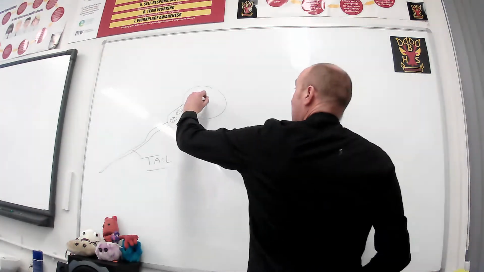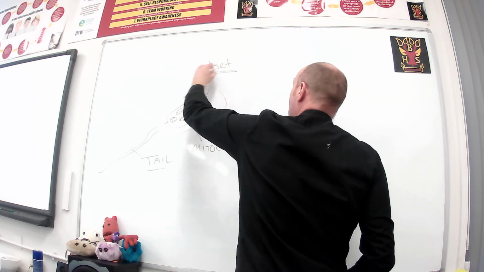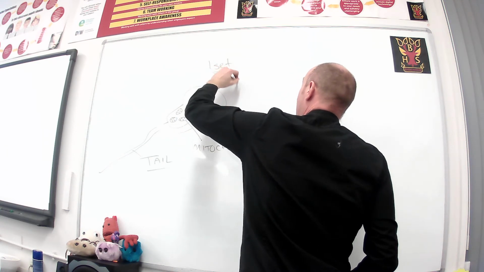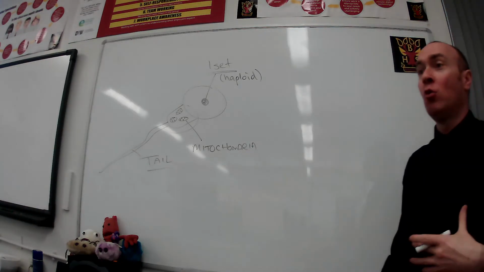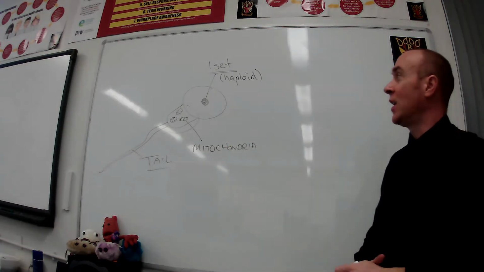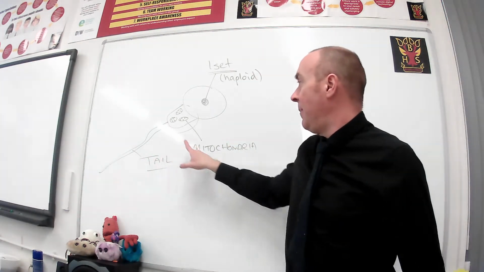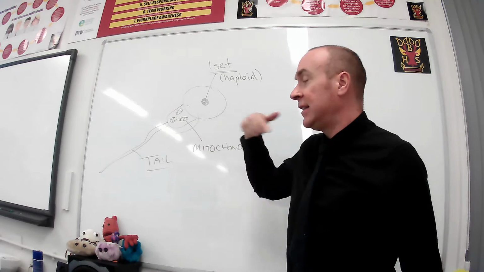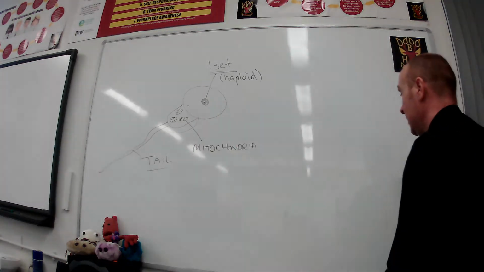Remember, of course, that we only have one set of chromosomes in a sperm cell, because its whole job is to go and join with another sex cell. So it doesn't make sense for it to have two sets of chromosomes. So a sperm cell has a tail to allow it to swim, it has many mitochondria to generate lots of energy through aerobic respiration, and it's haploid.